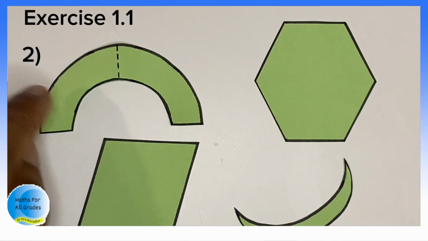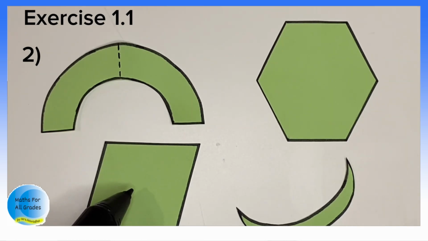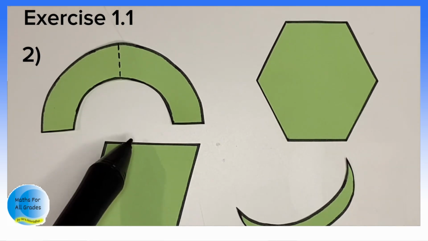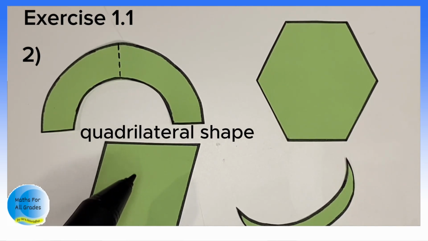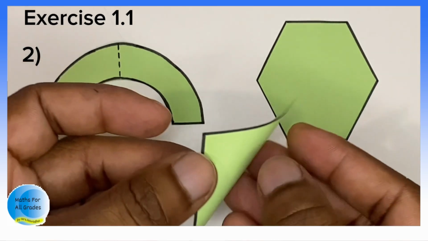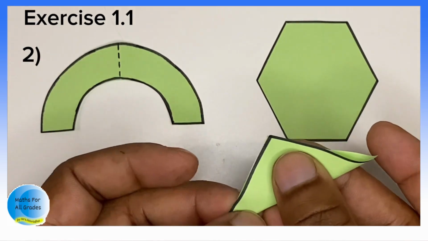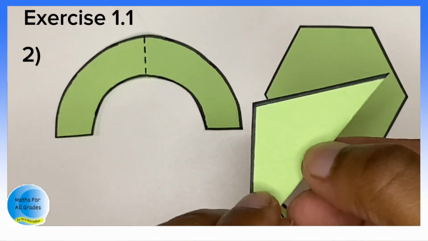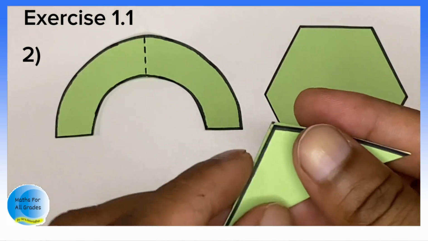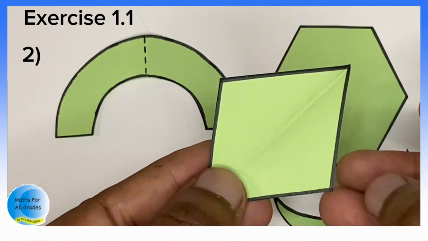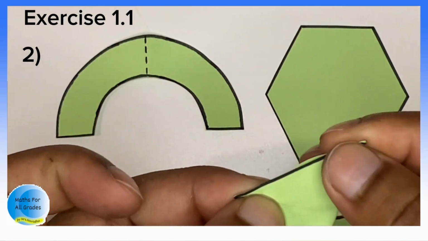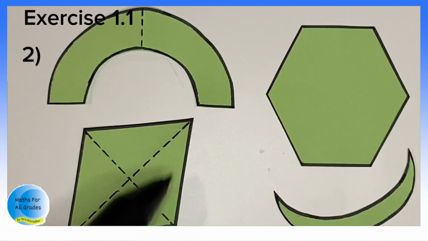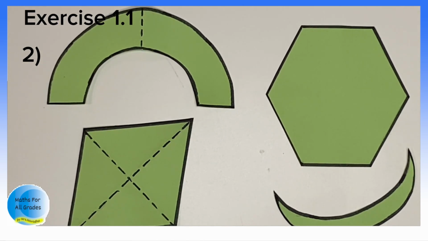It has only one axis of symmetry. Now let's look at this figure. Do you remember there is a name for enclosed plane figures with four sides? Yes, we call it a quadrilateral. Let's see what happens when you fold it. You can see the two parts are coinciding with each other perfectly. That means this is a bilaterally symmetric figure. Now we got two axes of symmetry for this quadrilateral shape.